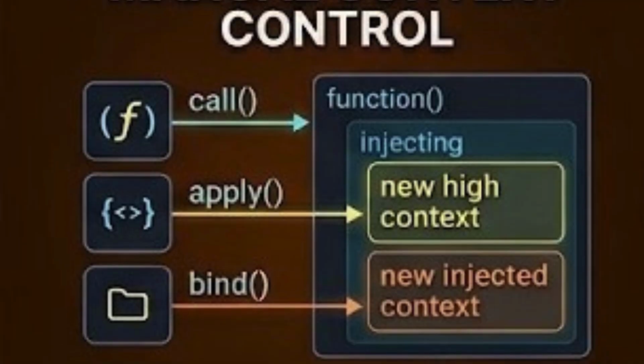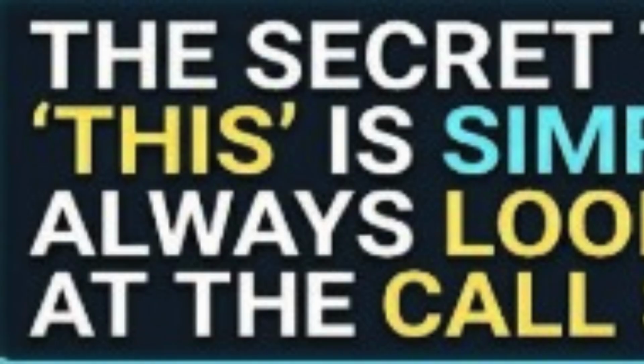Finally, what if you want to force this to be a specific object? JavaScript gives us three power tools: call, apply, and bind. Call and apply allow you to execute a function immediately while explicitly telling it what this should be. Bind, on the other hand, creates a brand new function with a locked-in context that can be used later. These tools give you ultimate control, ensuring that no matter how your function is called, this always points exactly where you want it to.